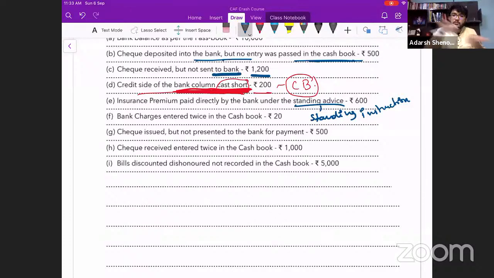Now what is the difference between the two books? How much is the difference between the two books? Is it 20 rupees or is it 40 rupees? The difference between the cash book and passbook, how much is the difference? 20 rupees is the difference. Alright? Because in the passbook also they have reduced it once. Now, how much should I minus? Should I minus 40? No, I should minus only 20.